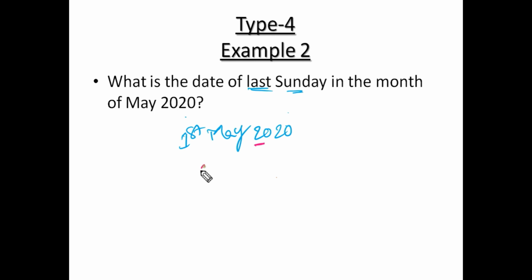20th century, 6. How many years? 20. Leap years in 20 years? 5. So 5 or 4? 5, because 21 divided by 4 gives 5. 5 is the quotient.